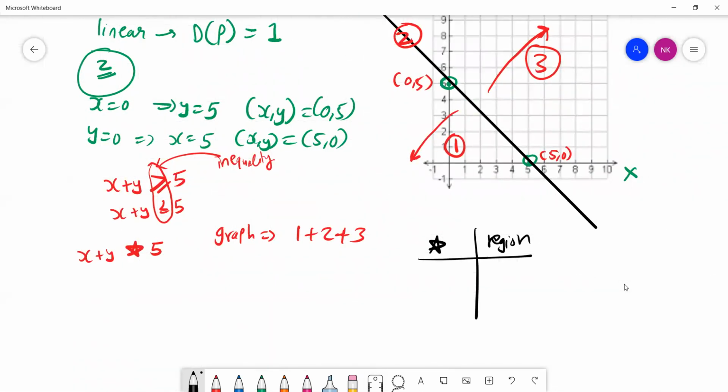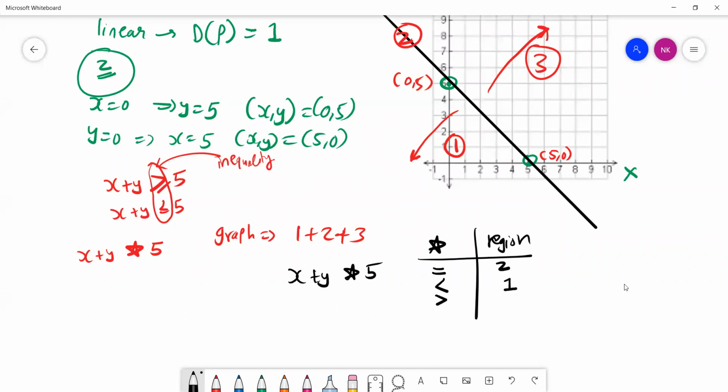Let's say my star is the equal sign, then region 2 will be there. That is x plus y equal to 5. This is my equation, x plus y equals 5. Let's say my star value is less than. That means it will be x plus y less than 5. So it will be region number 1.